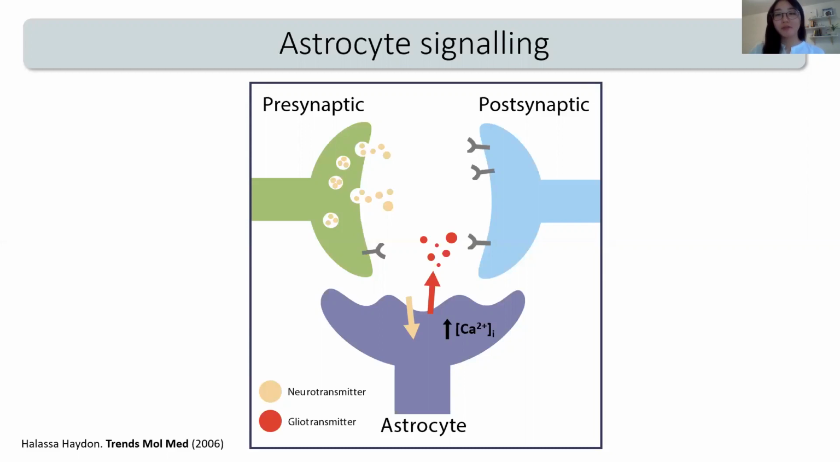Gliotransmitter release enables astrocytes to signal back to neurons and has been shown to modulate neuronal excitability, synaptic transmission, and plasticity. Oftentimes, alterations in astrocyte function precede neuronal abnormalities in early stages of diseases, such as epilepsy and Alzheimer's disease. Therefore, understanding how astrocytes modulate neuronal function in healthy learning and memory is an important first step.